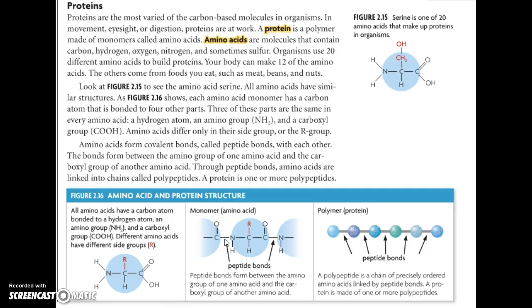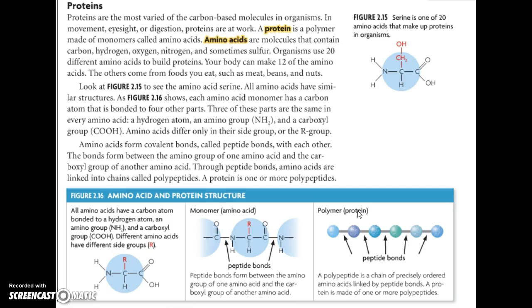So as you can see, there's a bunch of similarities between all three of these macromolecules. Here we have a longer polymer or a longer protein. Looks like we have 1, 2, 3, 4, 5, 6 amino acids. So we have 6 monomers, and we have 1 polymer, the polymer being a protein.